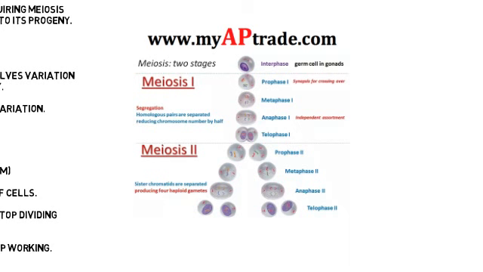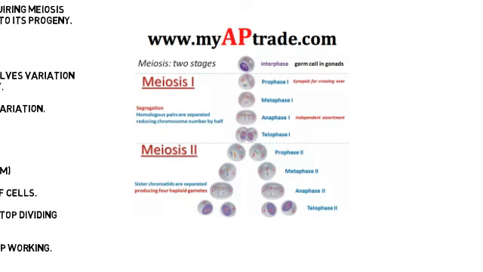Metaphase 1, homologous chromosomes pair with each other at the metaphase plate. Anaphase 1, homologous chromosomes separate and sister chromatids stay together. Telophase 1, the movement of chromosomes to the poles is completed. Meiosis 2 occurs in each of the 2 new cells after meiosis 1 is completed. No DNA replication occurs between meiosis 1 and meiosis 2.